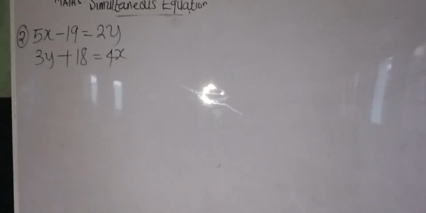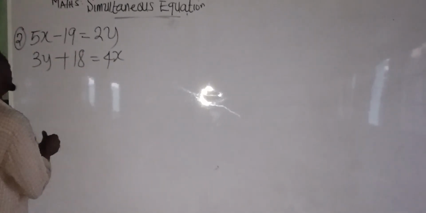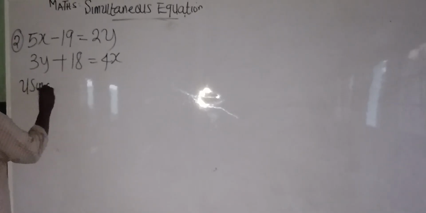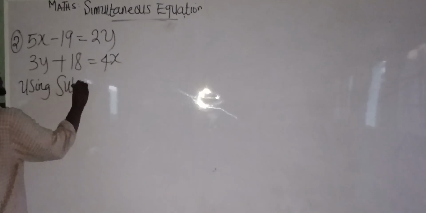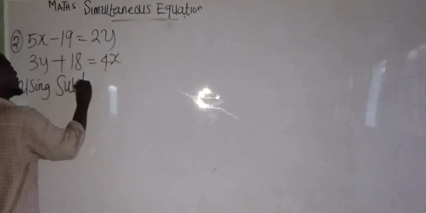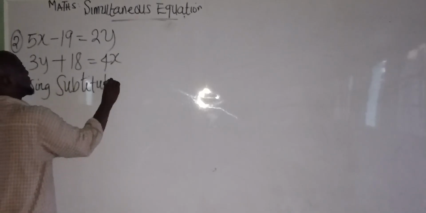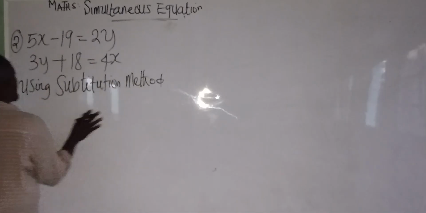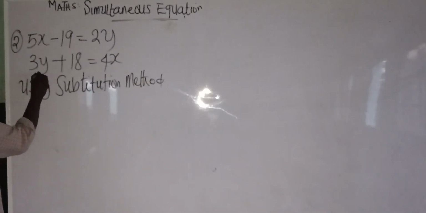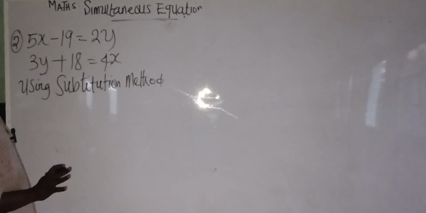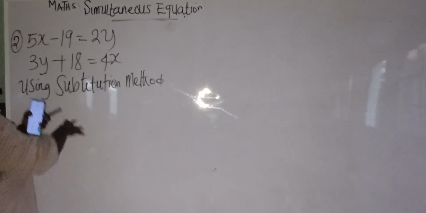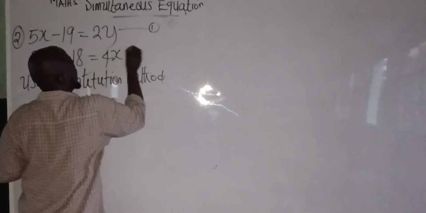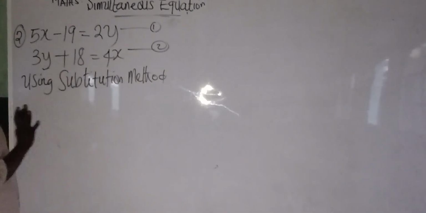So next, let's use substitution method. Now, in this case, I don't need to rearrange. All I need to do is to pick any value of my choice from equation 1. Remember, this is my equation 1. This is my equation 2. I don't need to rearrange.